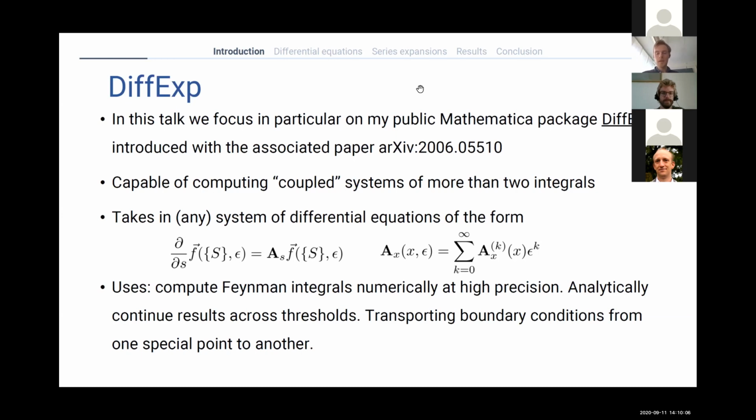Similarly, sometimes you have boundary conditions in a special point, and usually special points like thresholds or things where masses vanish, the results can be very simple there, and you can use the package to transport boundary conditions from one point to another.